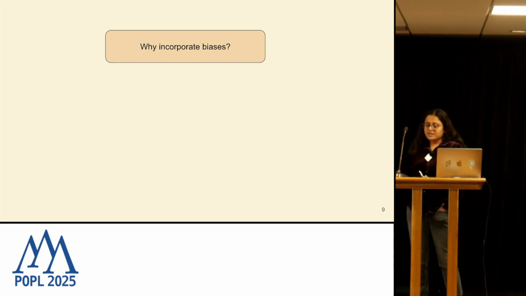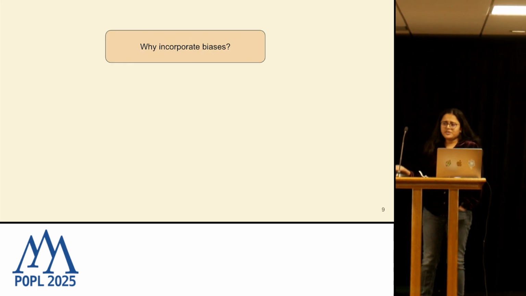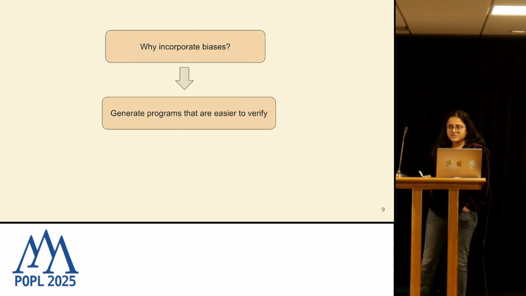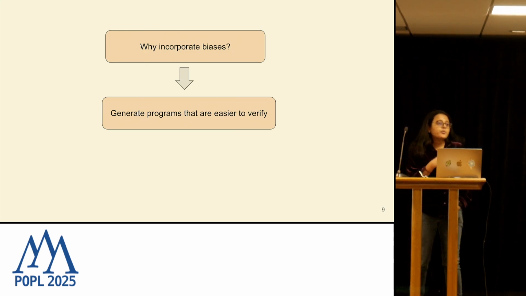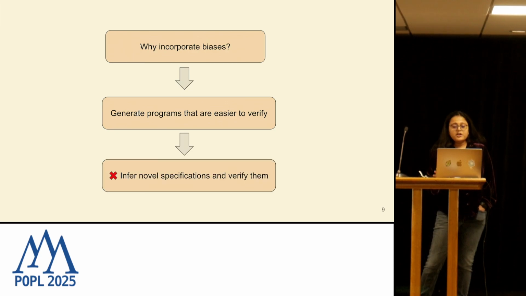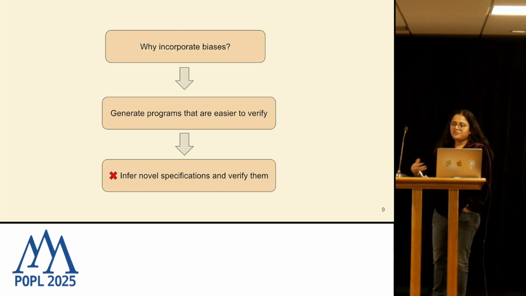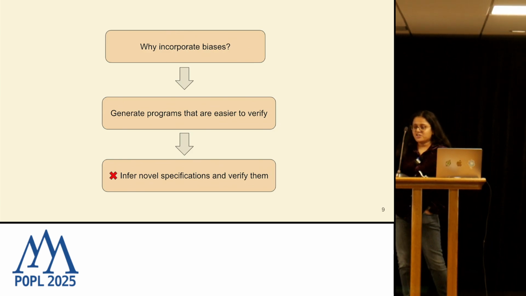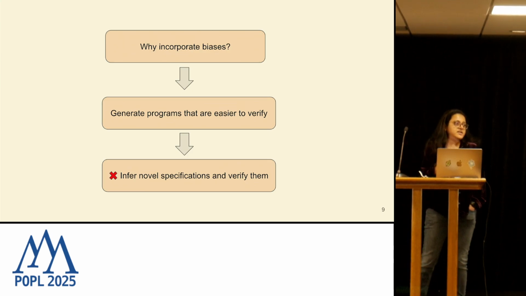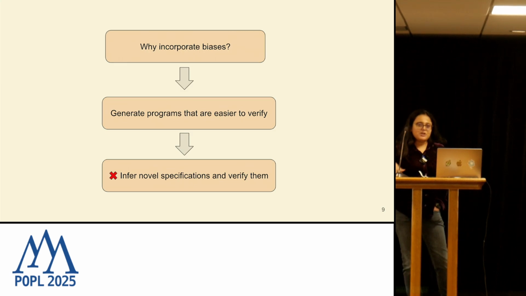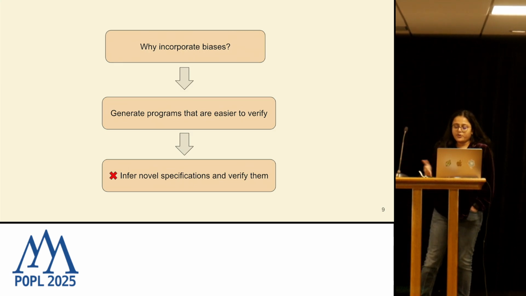So now, the natural question is, why do we need to incorporate these biases, and what are they? Our goal here is to generate programs that are easier to verify, easier for automated verification, which is why we incorporate these biases. What we observe is that we would not want to infer novel specifications and then verify them, because inferring novel specifications is non-trivial, and that requires extra verification on top of it. So if we can somehow eliminate this with alternatives, that would be a good option for programs in this space.